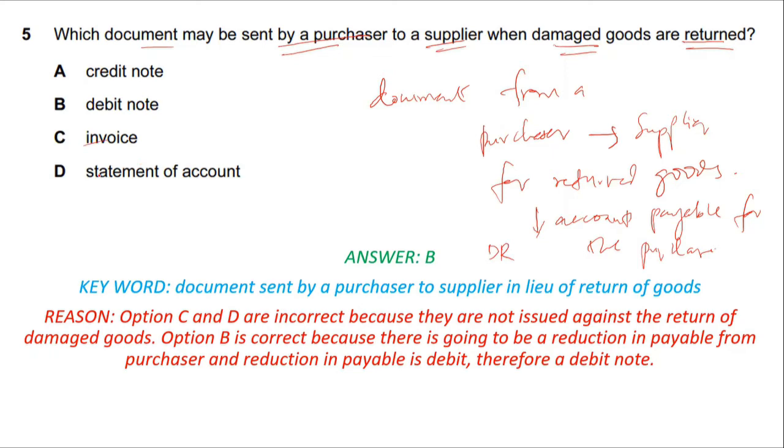So invoice is not the correct option. Statement of account is not the correct option. So you can immediately strike C and D, so that you need to choose between A and B. Accounts payable are going to be reduced by the purchaser, as he has returned the goods to the supplier. So the correct option for multiple choice 5 is option B.